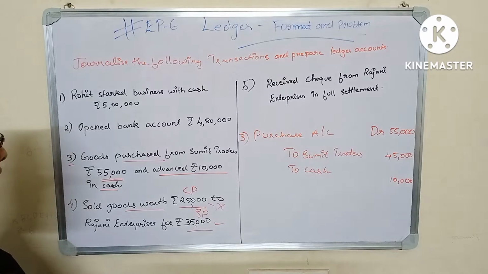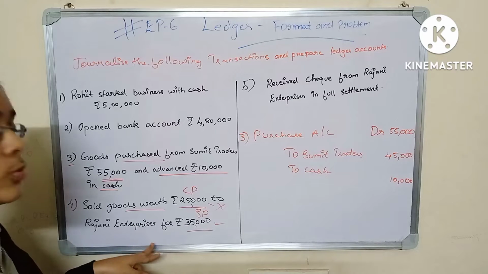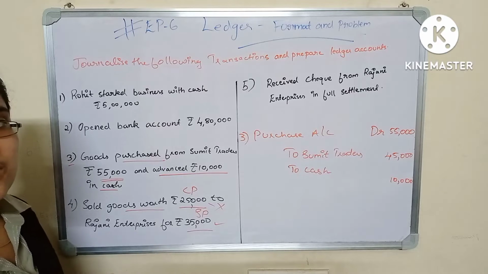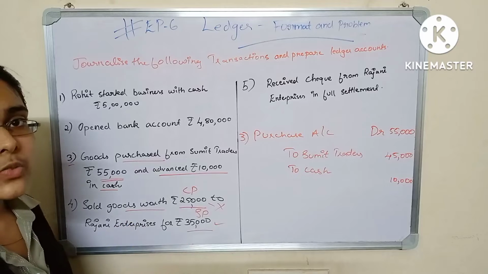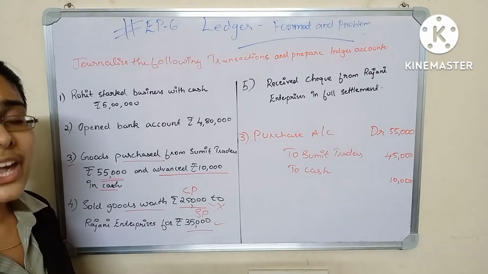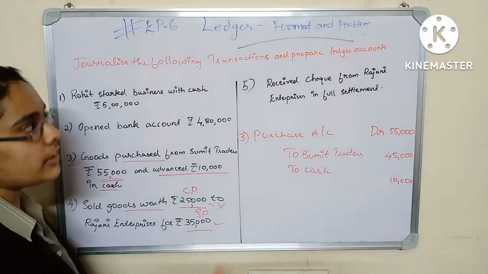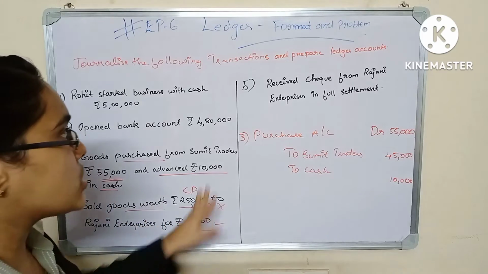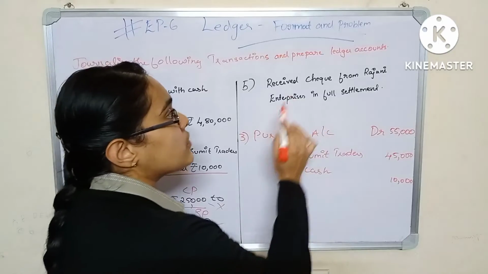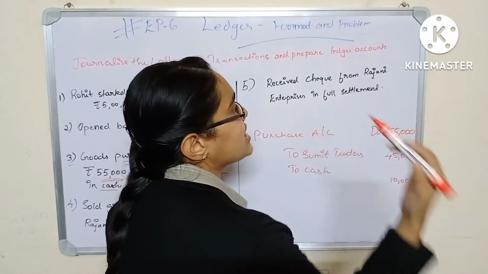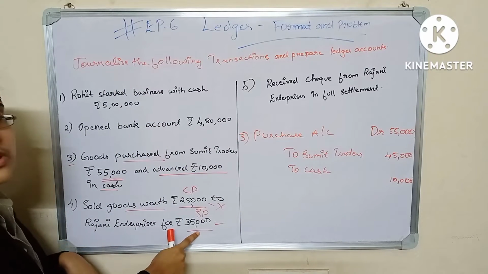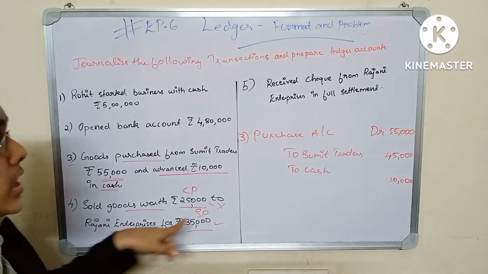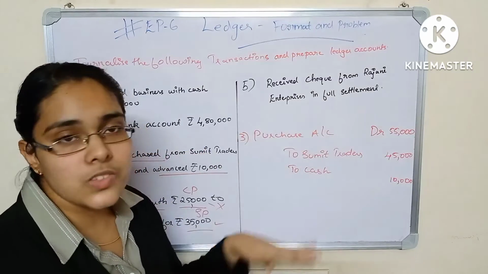So what will be the journal entry? Here our debtor is Rajani Enterprise, to whom you are selling the goods. So Rajani Enterprise is the receiver, so you will debit it, and goods are going out, right? So it's a sale, so the sales account will be credited with the amount 35,000. So that is the fourth transaction, and we have the fifth transaction. Received cheque from Rajani Enterprise in full settlement. So this is the same person to whom you sold 35,000 worth of goods. That enterprise has closed their debt with you.